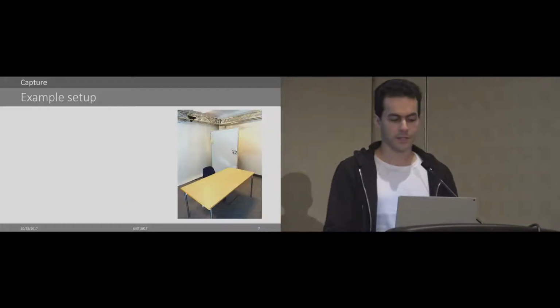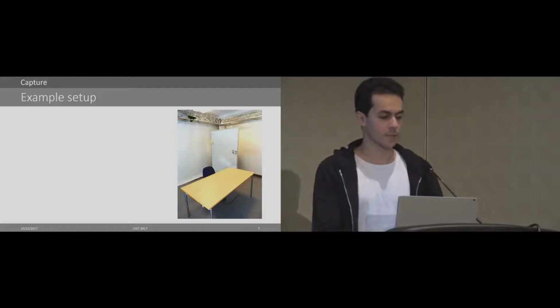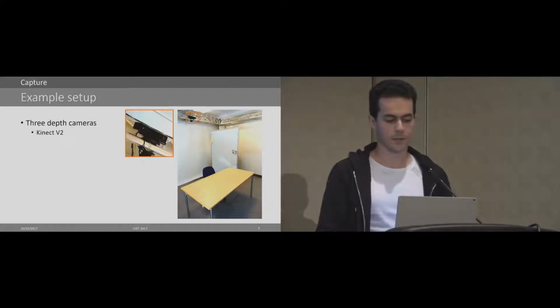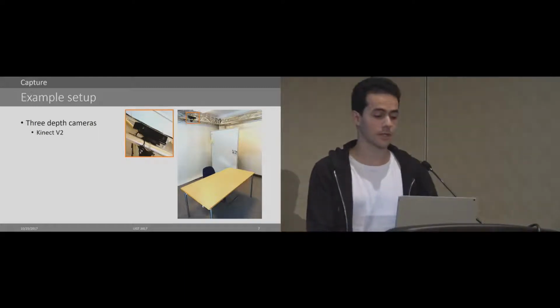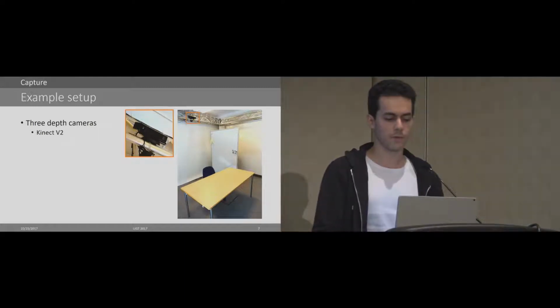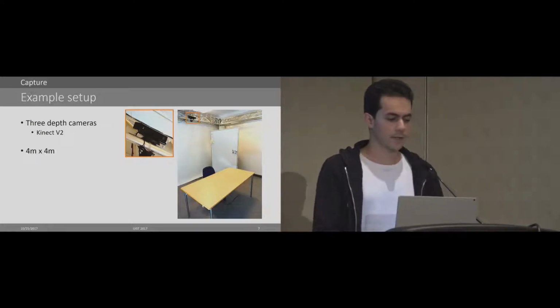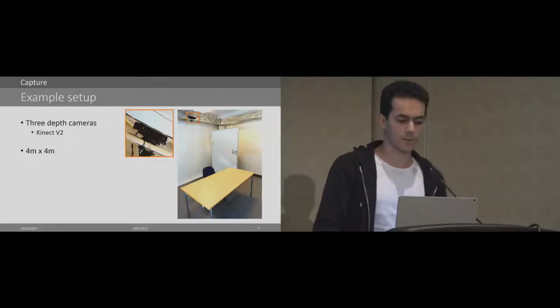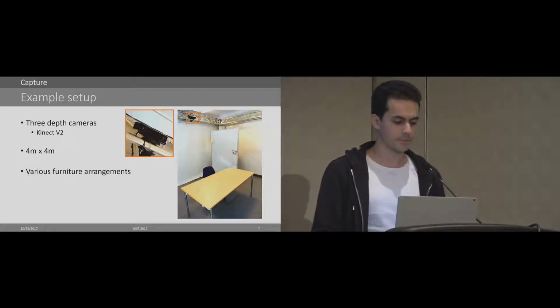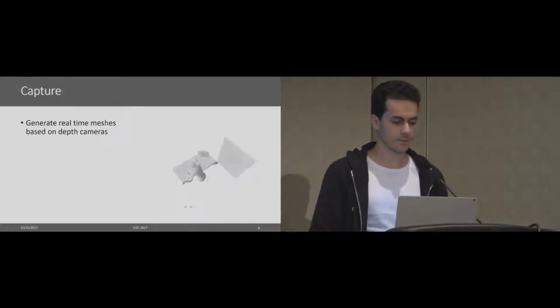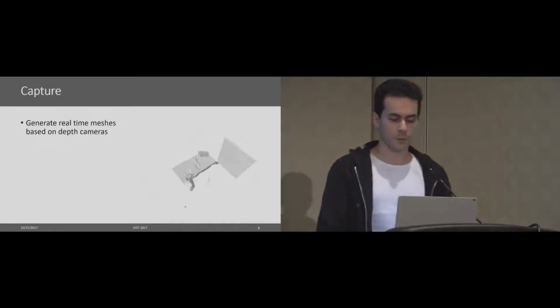So before getting into the details, I'd like to show the example setup that we used. So we were using 3 depth cameras, Kinect 2 devices, and they were all positioned so that they were seeing the scene from an orthogonal angle. The area of the space is 4 meters by 4 meters, and we used various different furniture arrangements for the different examples.